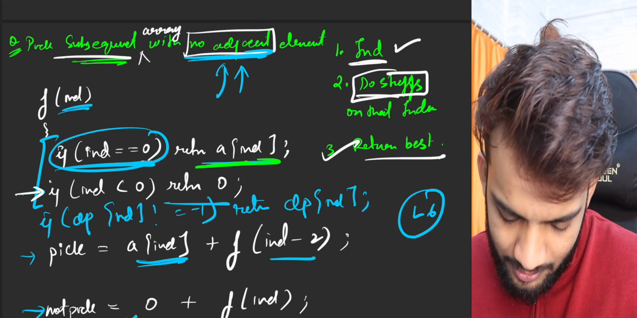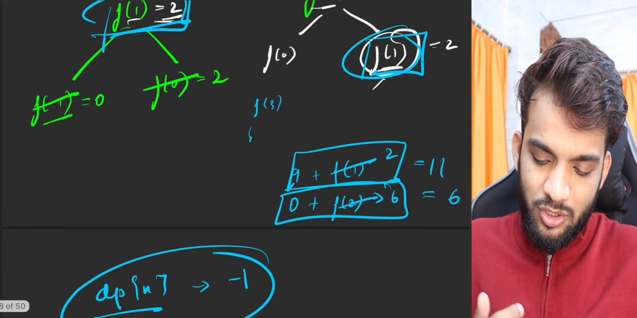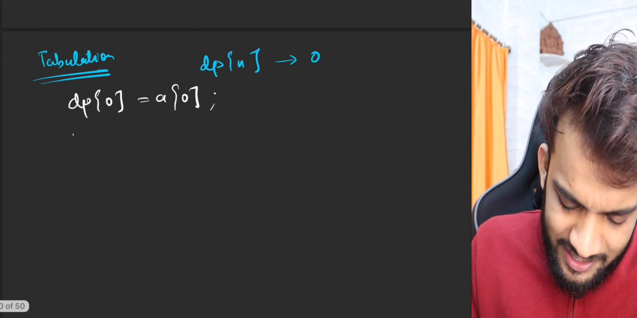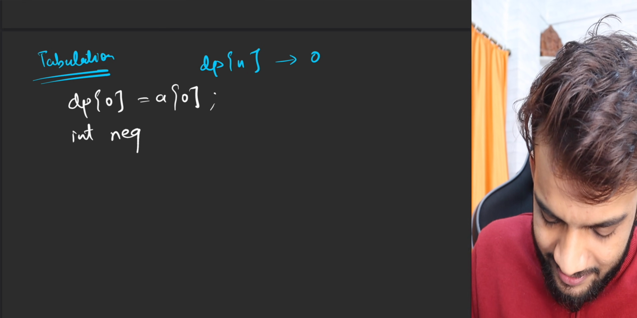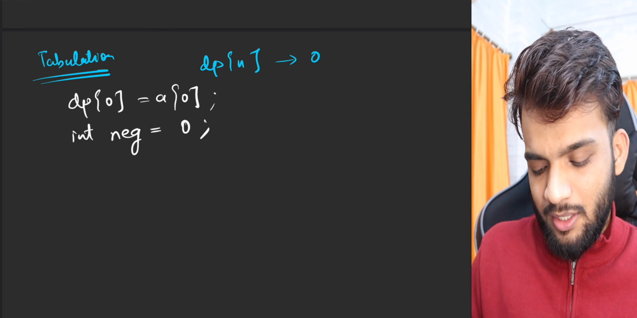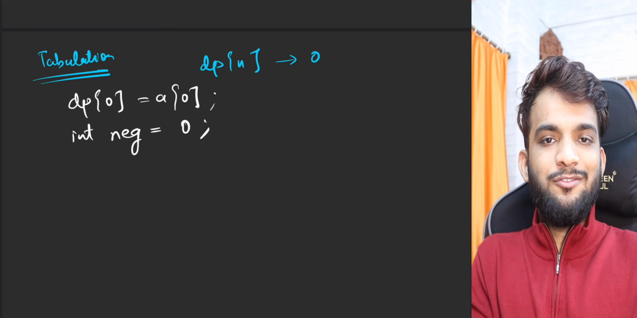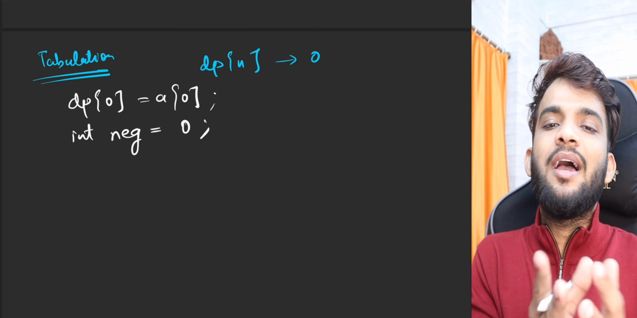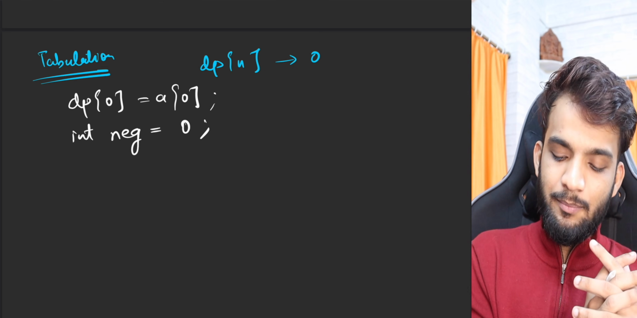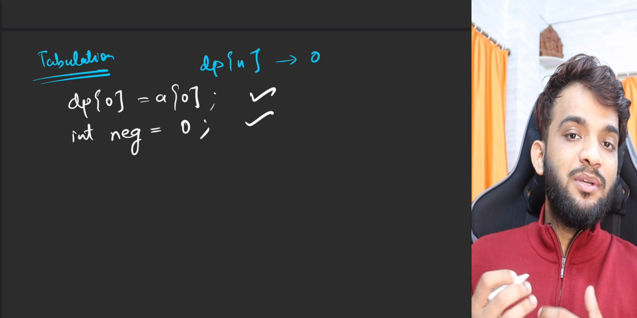So can I say, probably I cannot store this because it's a negative index. So can I store this in a variable where I say negative is equal to 0? Like negative is 0 basically. Whenever there is a negative index encountered, I'll add 0. Just for understanding purposes. So both the base cases have been assigned.